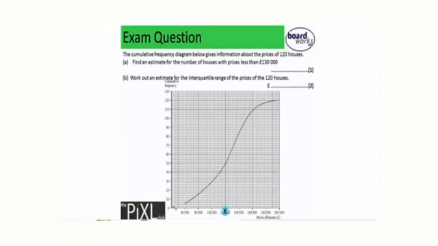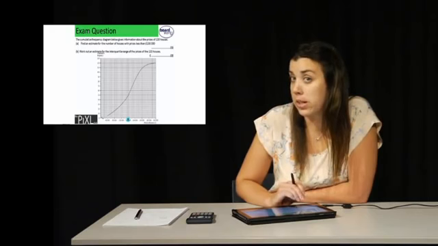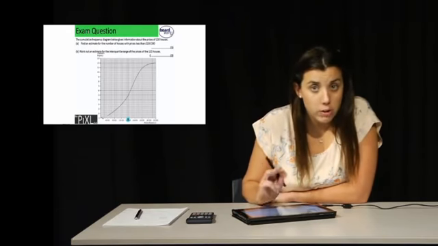You can see on your sheet here, this is a graph about 120 houses. First off, I want you to find an estimate for the number of houses with prices less than 130,000, and I want you to work out the interquartile range. There are 120 houses this time, not 100. 3 minutes, off you go.